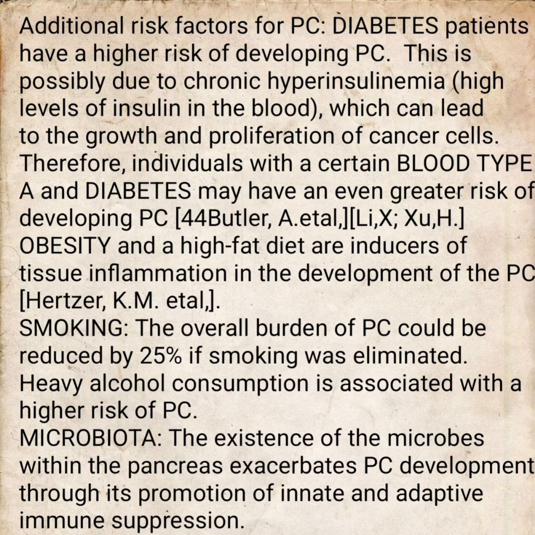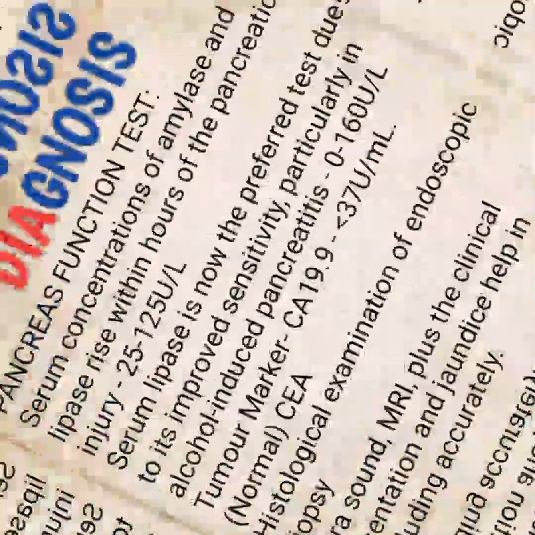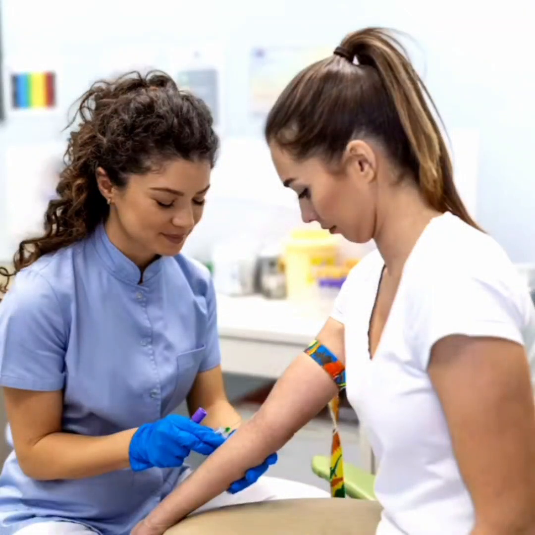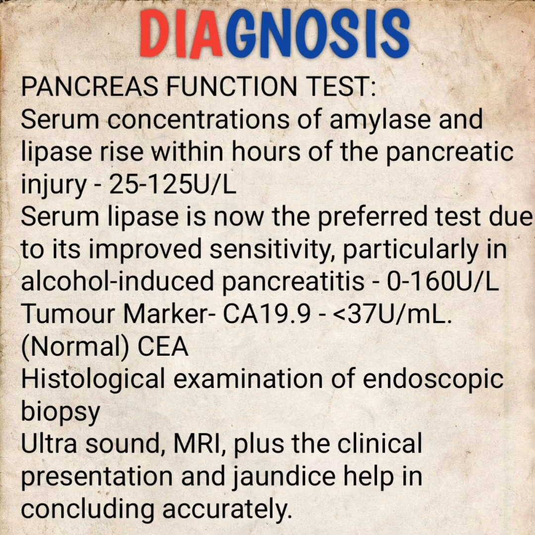The diagnosis: we talk of pancreas function tests. The serum concentrations of amylase and lipase rise within hours of pancreatic injury. Amylase is that which acts on carbohydrates to produce glucose, that, if not well controlled by insulin and what have you, could give rise to diabetes.